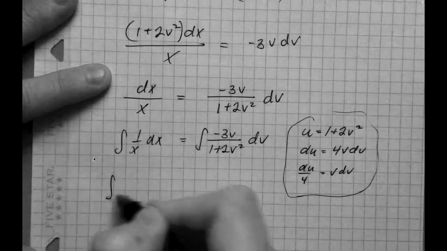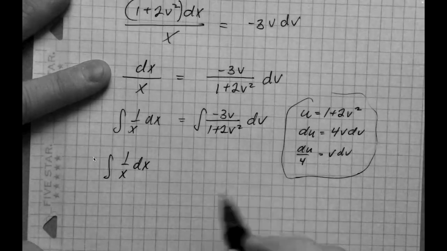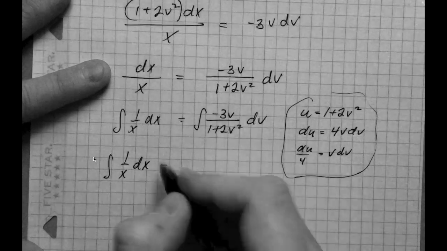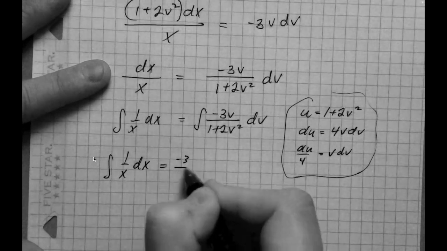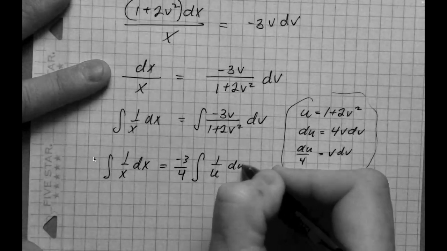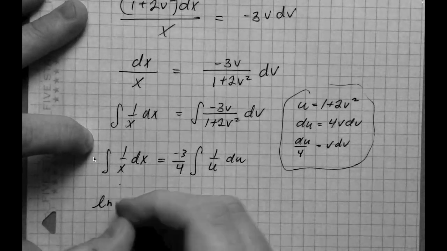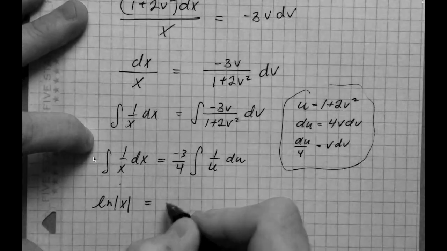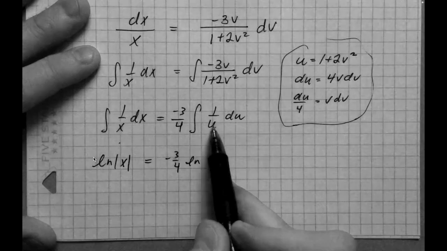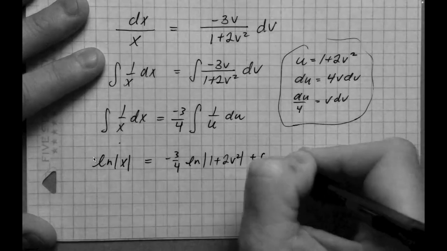Let's rewrite it with the substitution in place. This would be negative 3 over 4 times the integral of 1 over u du. And so this is the natural log of the absolute value of x, equal to negative 3/4 times the natural log of u, which is 1 plus 2v squared. And we'll throw the constant in there.